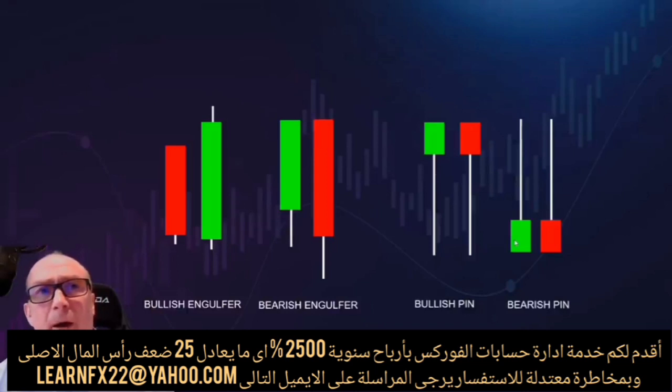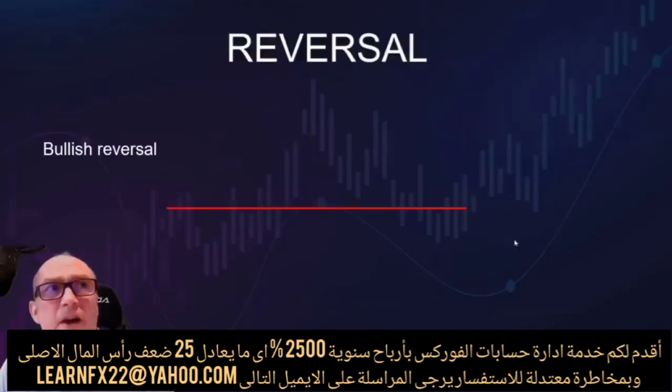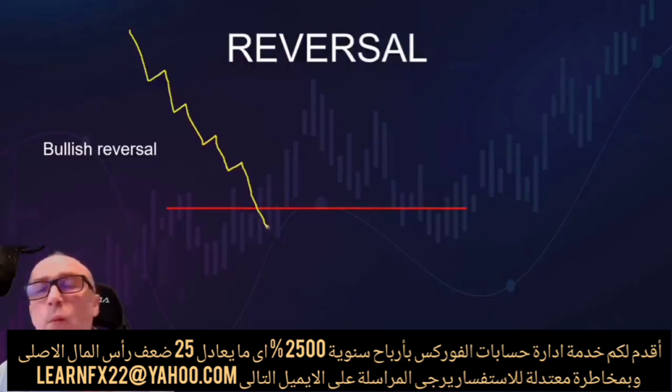Let's start off by looking at the reversal pattern. Now this is a bullish reversal pattern. So what you can see here, we have a downtrend in play. Markets are making lower highs and lower lows. And then we come into this level of support. Now we don't know whether this level of support is going to hold or whether it's going to reverse on itself. You never know that. It could carry on going or it could bounce back.